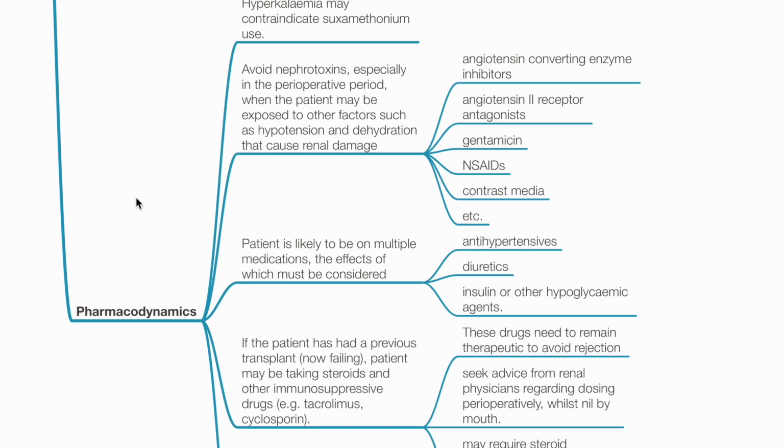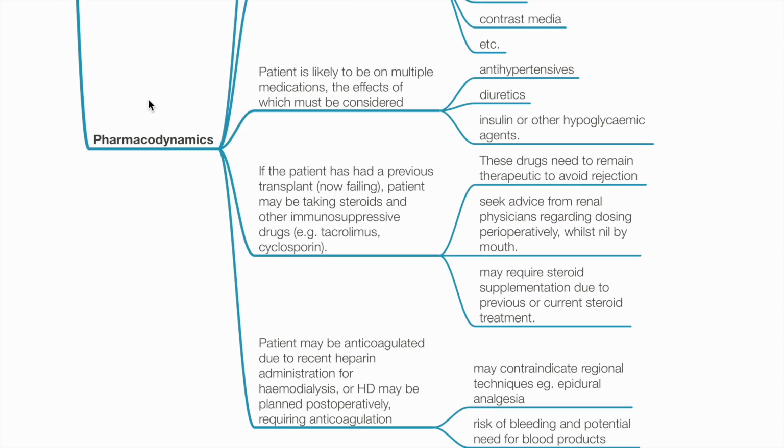Pharmacodynamics. Hyperkalemia may contraindicate suxamethonium use. Avoid nephrotoxins, especially in the perioperative period, when the patient may be exposed to other factors such as hypotension and dehydration that cause renal damage. Examples of nephrotoxic drugs include ACE inhibitors, angiotensin II receptor antagonists, gentamicin, NSAIDs, and contrast media. The patient is likely to be on multiple medications, the effects of which must be considered, such as antihypertensives, diuretics, insulin, and other hypoglycemic agents.